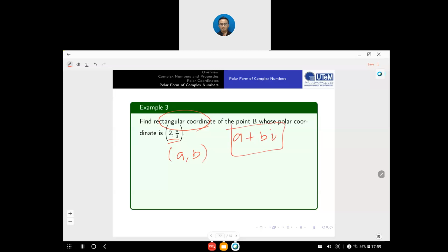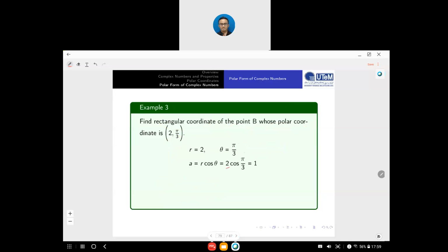R is called the magnitude or modulus, denoted by modulus z. Sometimes we call it magnitude, sometimes modulus. And theta is called the argument. For example, if you want to find the argument of z, you need to understand the argument of z is equal to theta, which is tangent inverse b over a. If the question asks you to find the magnitude, it means you want to find the value of r. So automatically you need to know that.